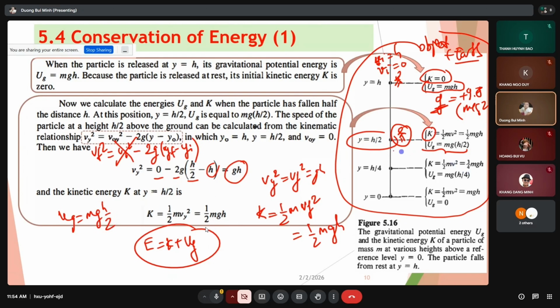Then the object continues to fall down. Here you get U_G is mgh over 4, so you get 3 over 4 mgh of kinetic energy, because we have energy conservation. Finally, the high level is 0, so we have no potential energy, and we get max kinetic energy. Max kinetic energy is half mv square equal to mgh, so Vf square is 2gh.